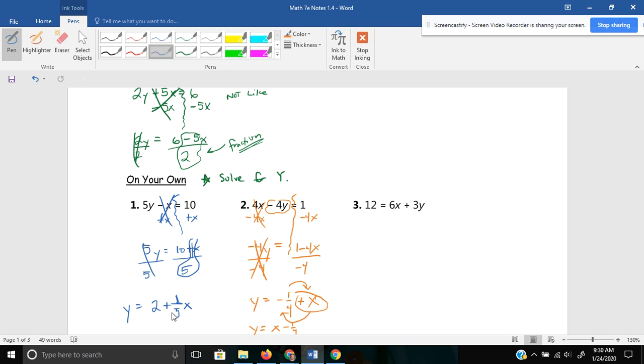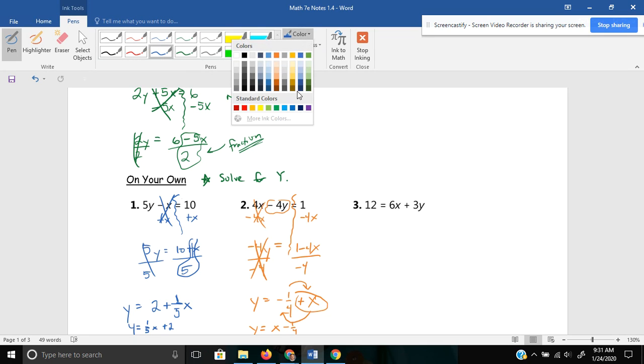Likewise, you could do the same here. You could say this is the same as y equals, maybe I want to write my x first, 1/5 x plus 2. All I did was switch the order of those, and that's okay as long as you keep your signs the same. All right? It just takes a little bit of practice. All right, let's try number 3.